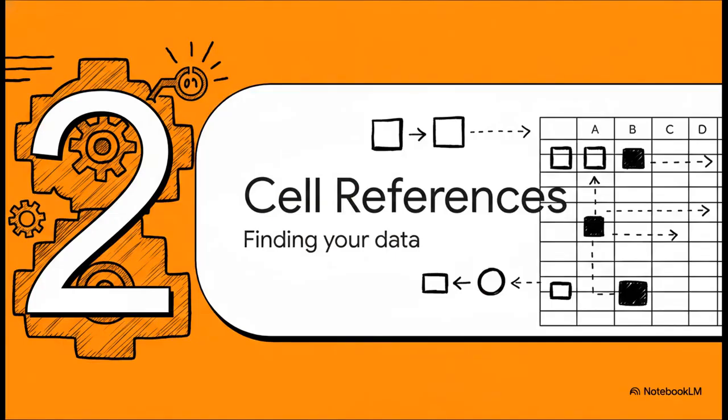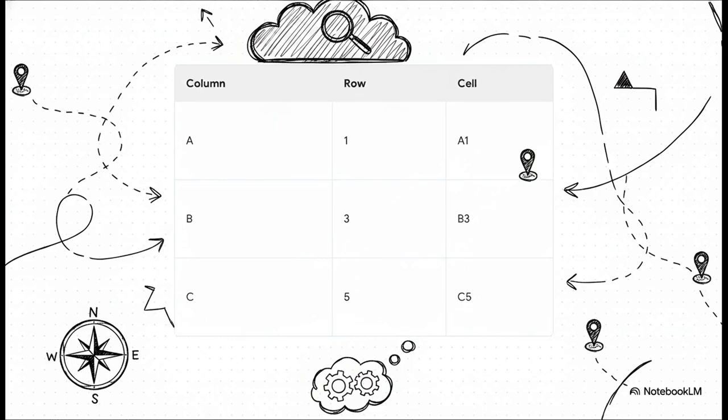Moving right along to part 2, understanding cell references. So Excel identifies data using a grid system, which works exactly like map coordinates. Every cell address is just the intersection of a column letter and a row number. Column A and row 1 meet at cell A1. Column B and row 3 meet at B3. C and 5 make C5. It's incredibly logical, right? You're basically just pointing to a specific address on the map where your number lives.